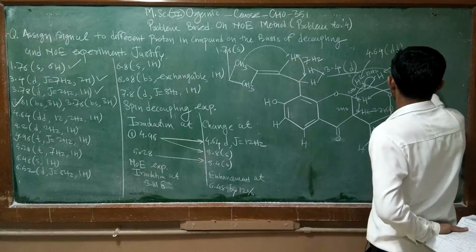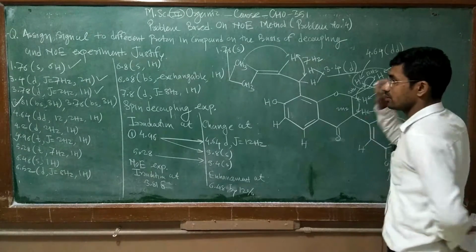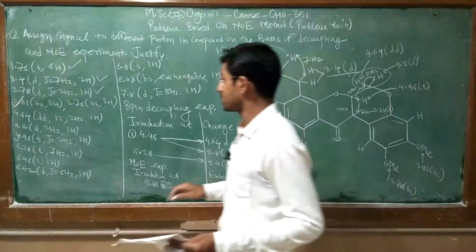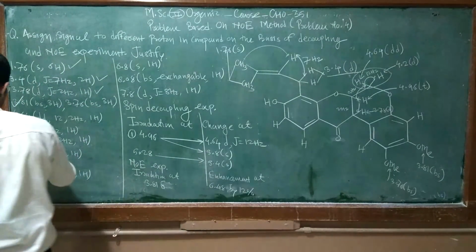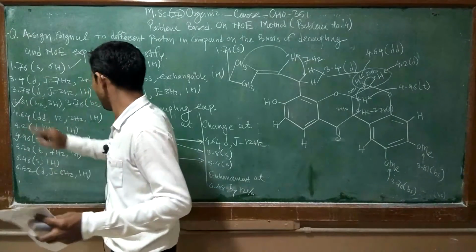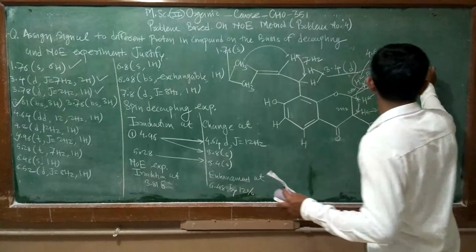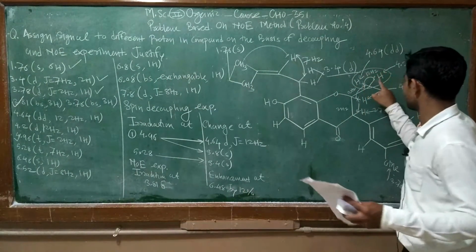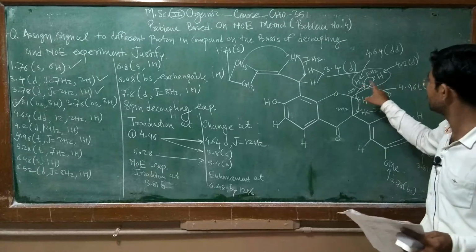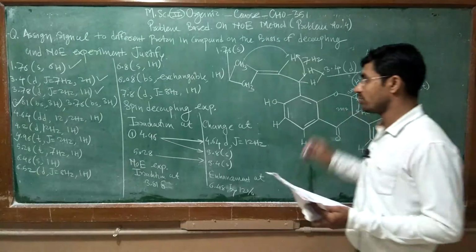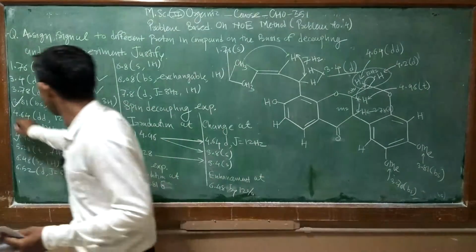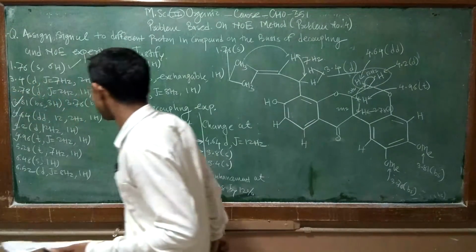4.2 doublet with 12 hertz. Here write down 4.2 doublet 12 hertz. So this again shows a doublet with this coupling. This proton is coupled with this one only, with 12 hertz. So we observed the signal 4.2 doublet 12 hertz, and in this way we can assign these two signals.